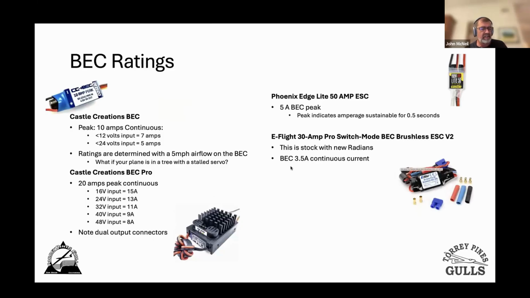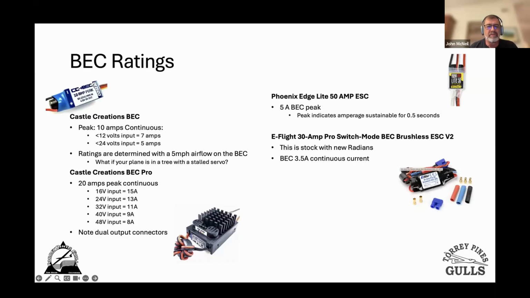Okay, I should probably go faster now because I've got movies at the end. So you guys can look at this in more detail, but I pulled stuff off of 3 examples from Castle because, like I said, they're good about giving specs. But even them, it's a 10 amp BEC. Well, not really. It's 5 or 7, depending on how many batteries you hook up to it. And it expects to have airflow. So that's cool. But what if my airplane's stuck in a tree with a servo stalled? No airflow, maximum current. Is everything still okay?